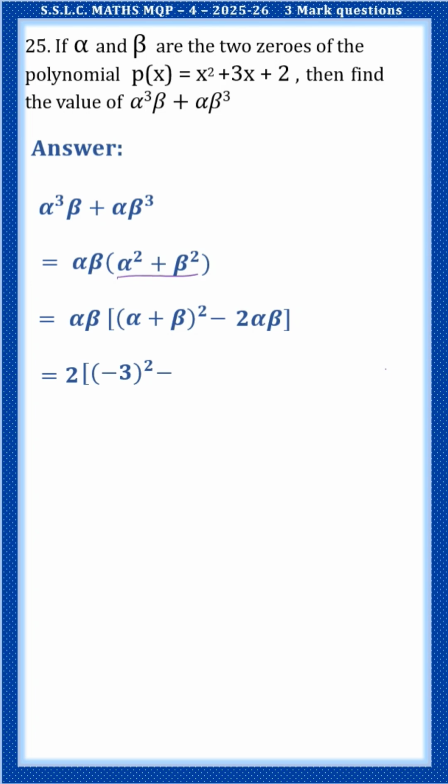What is that? 2. So 2 into 2. That is equal to 2 into negative of 3 square is 9, 2 into 2 is 4. So that is equal to 2 into 9 minus 4 is 5, 2 into 5 is 10. So alpha cube beta plus alpha beta cube is equal to 10.